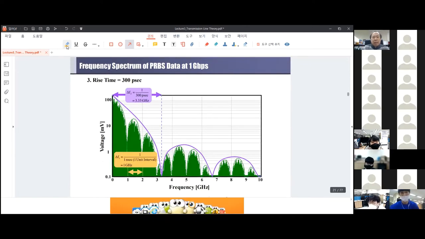Let's assume now you are sending random data. It could be random 0 or 1 with the reference clock of 1 gigabit per second.